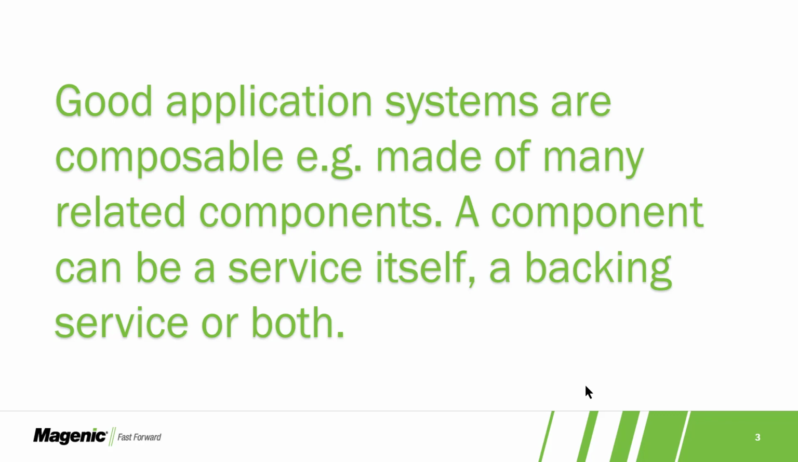Good application systems are composable. In other words, they're made out of many components, and a component can be a service itself, or a backing service, or both. And so we need a way to connect those in a way that fits with the entire 12-factor pattern. In other words, we need to be able to leverage configuration, and disposability, of course, is a desirable thing, and processes and all those other things. And this all ties together quite lovely.